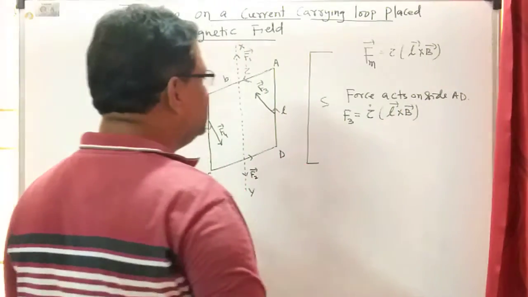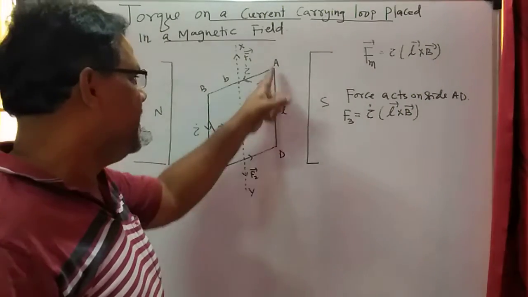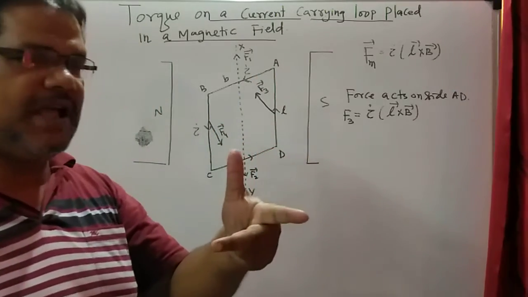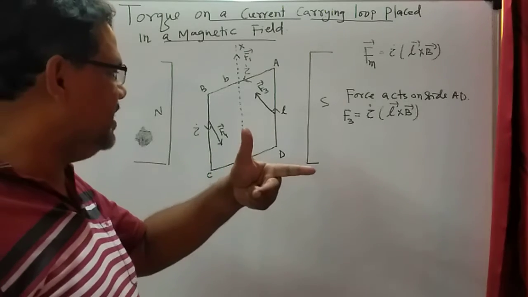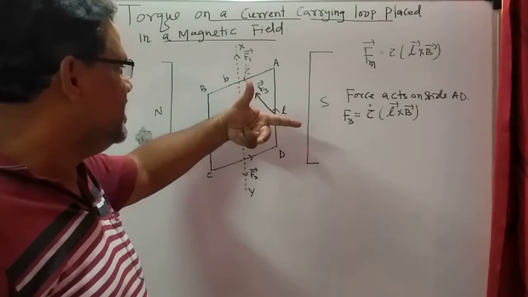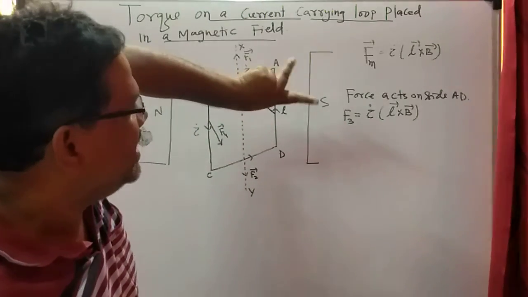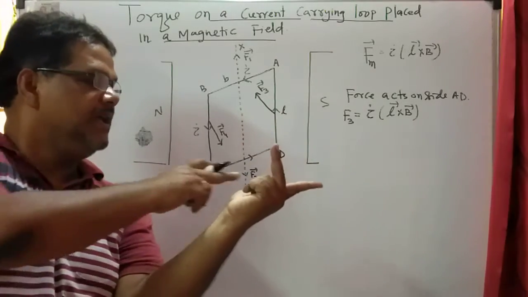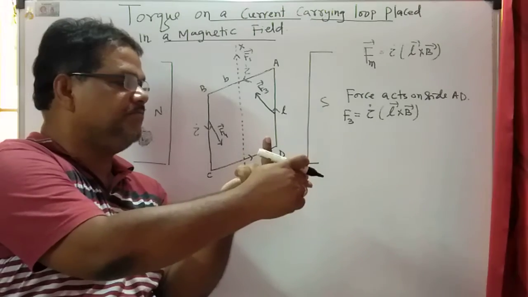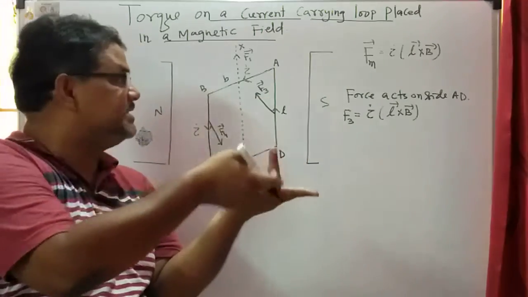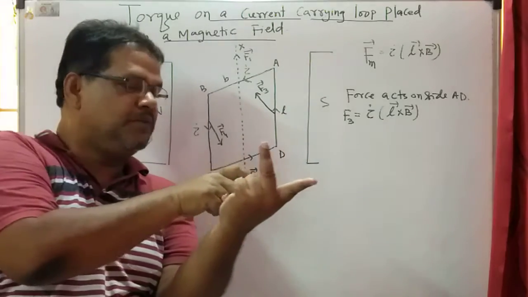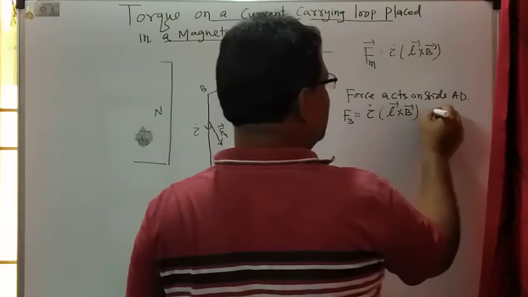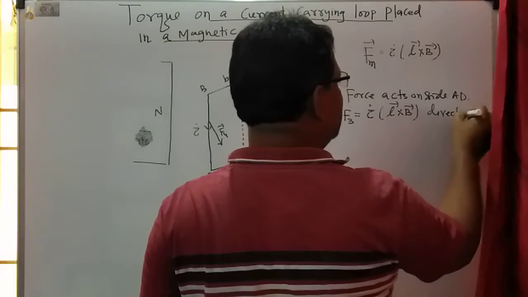So what will be the direction of this force? The L vector is acting along this direction, upward. Using Fleming's left hand rule, the magnetic field is along this direction and the current is along this direction, upward. The force acting on the side AD will be directed inward.